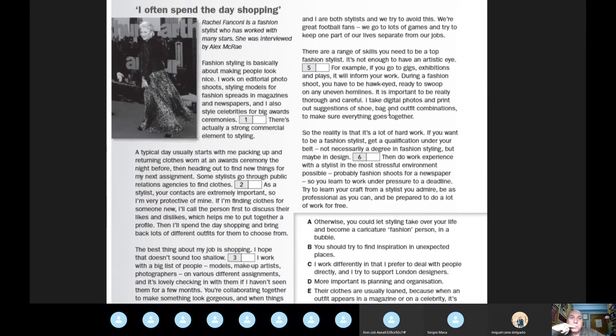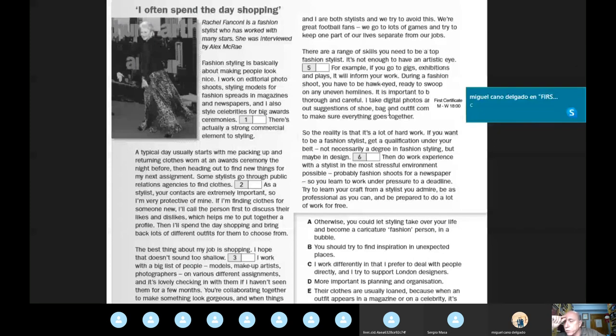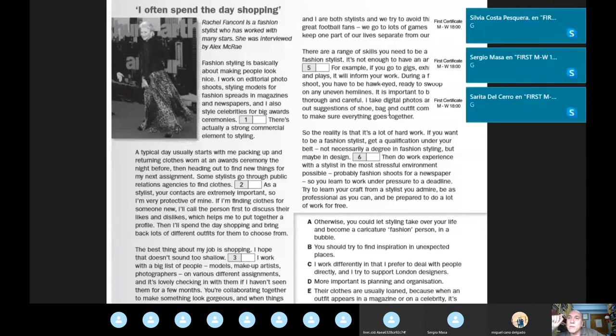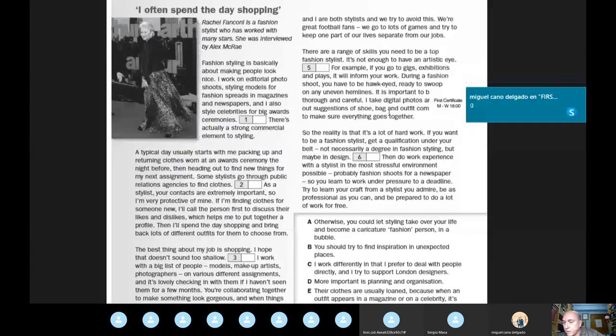And number two: C, Sylvia, C, Sergio, C, Miriam. Alex coincides, and Sarai too. Yes, you are right. Perfect. It is letter C. Mike, it is letter C. Very good. Number three, letter... G for Sylvia, for Sergio, for Sara. Yes. And for Mike, Alex is G, Sarai is G. What's your opinion, Mike? G, correct. Very good. G is the correct answer in number three.